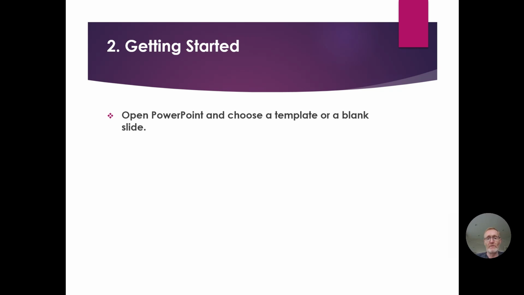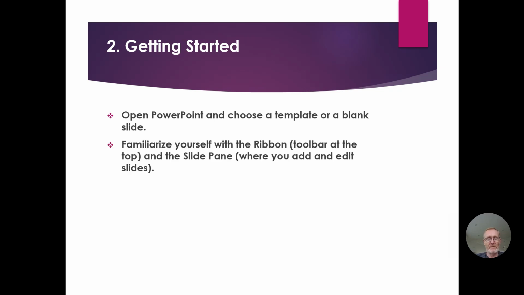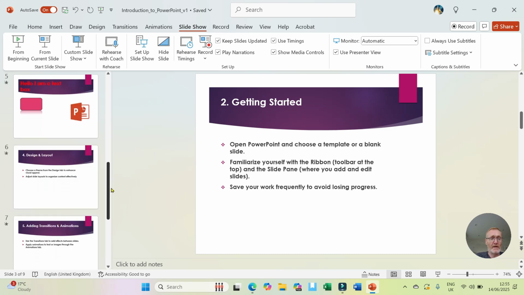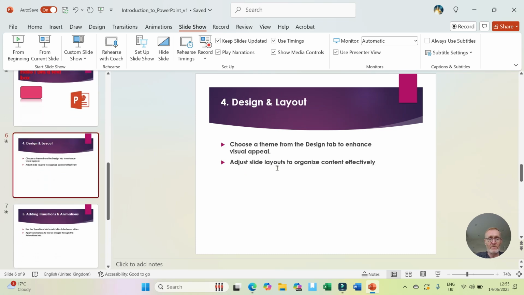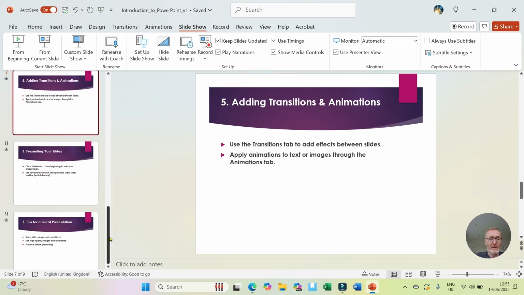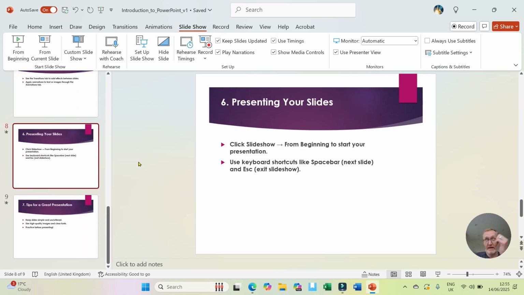Open PowerPoint and choose template. Familiarize yourself with the ribbon, and then save your work. If I press my down button again, it'll take me back to my presentation, or I can press the escape button and that will take me back there. So let's have a see what we've done. So just in the slide layout, adding transitions, and then we get to presenting your presentation.